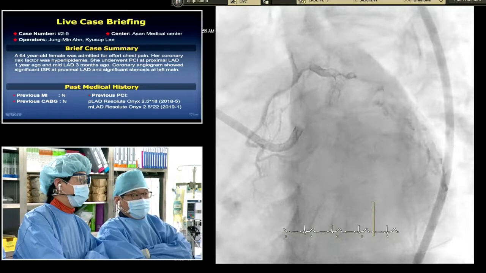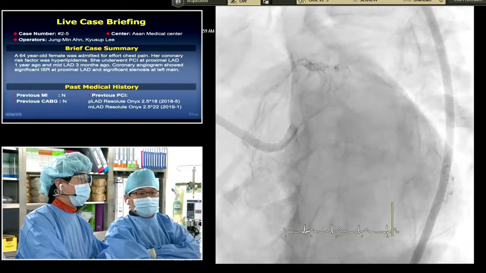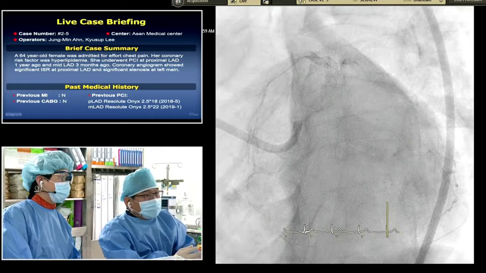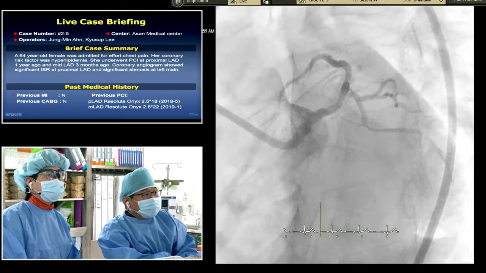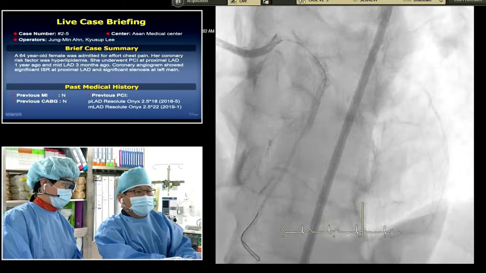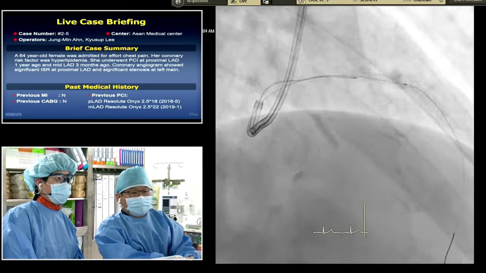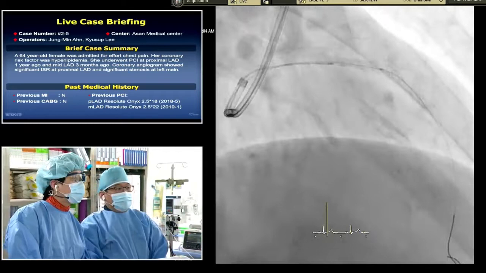Basically, 2.5 at proximal LAD is too small. And can you see the stent looks very underexpanded? The sarcosterium is very tight. So I tried the IVUS, but the IVUS could not pass through. So do you have any comment or question on the patient history and coronary angiogram?